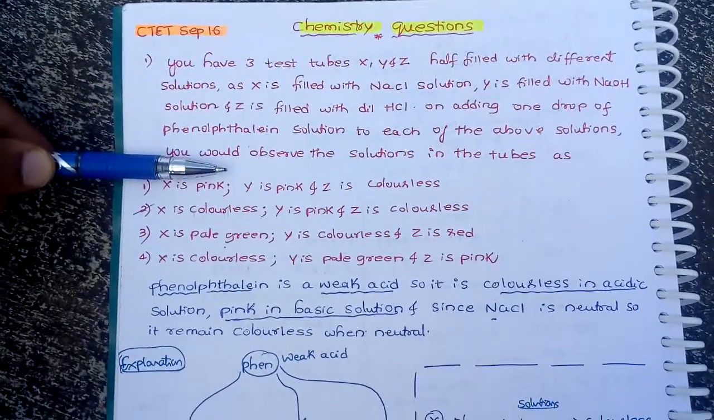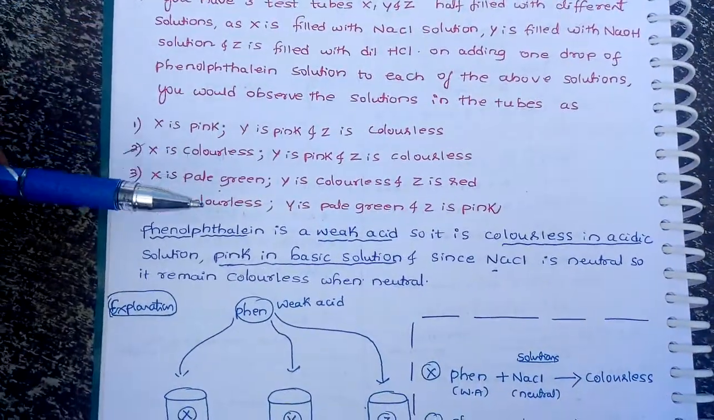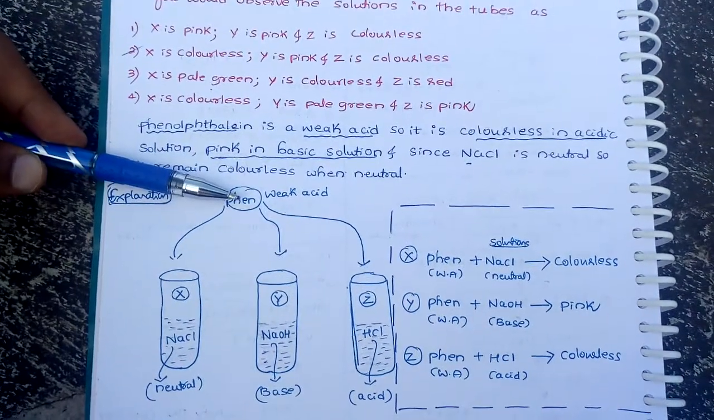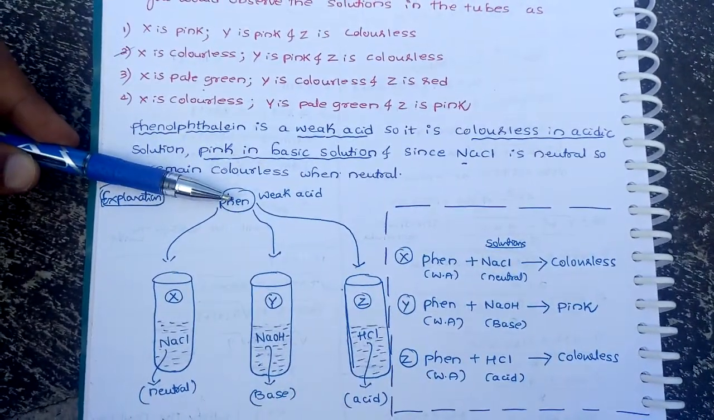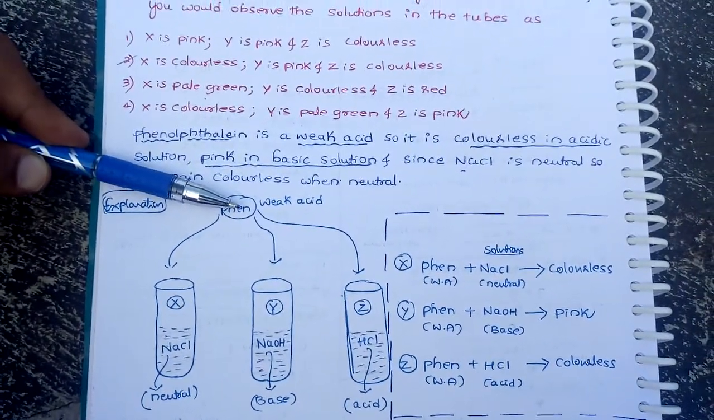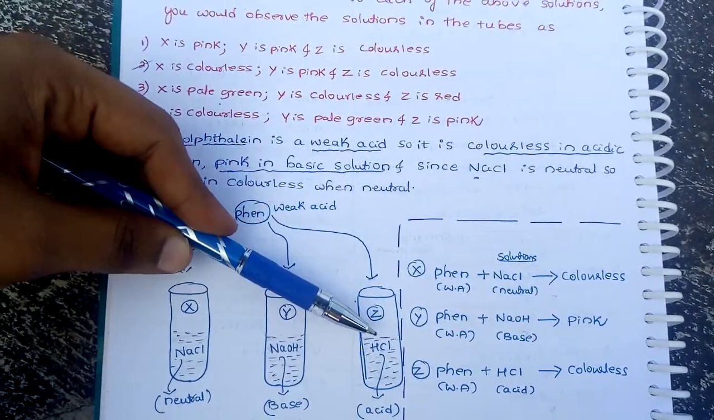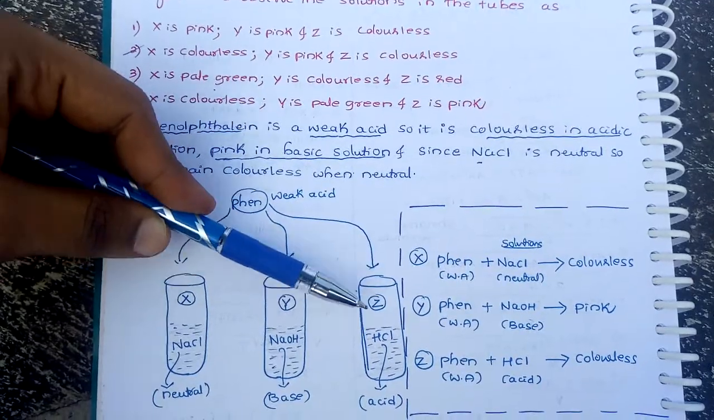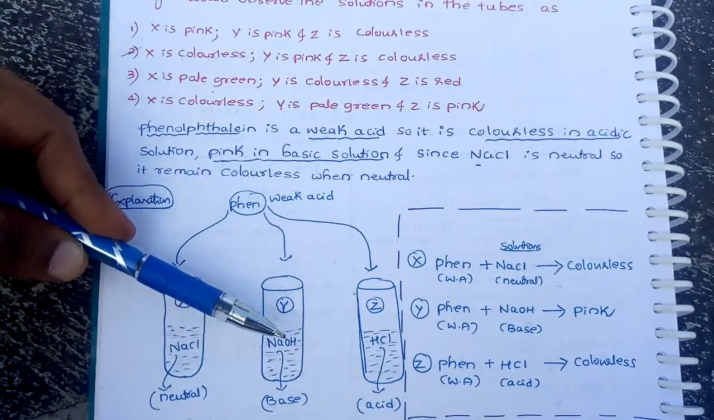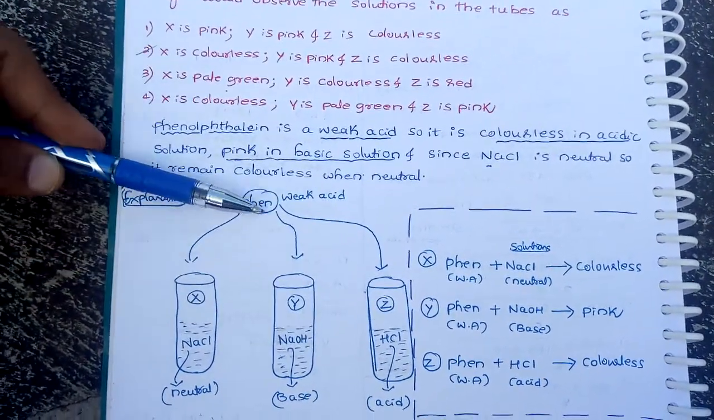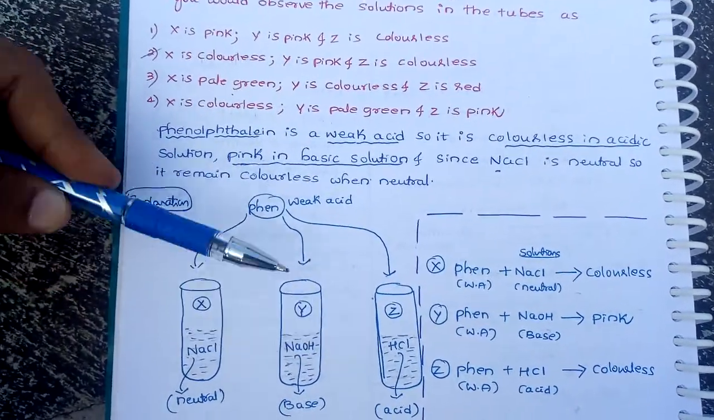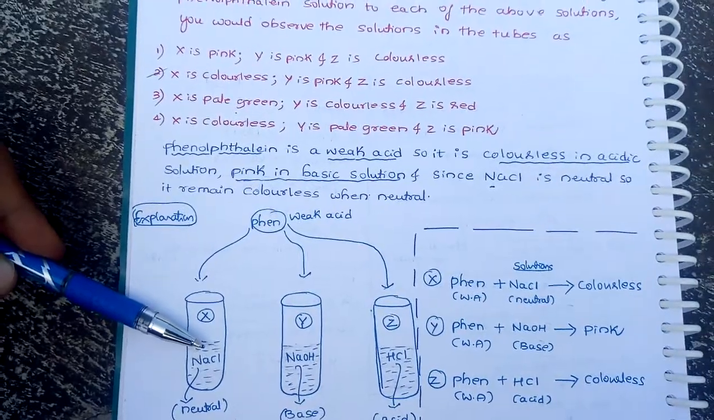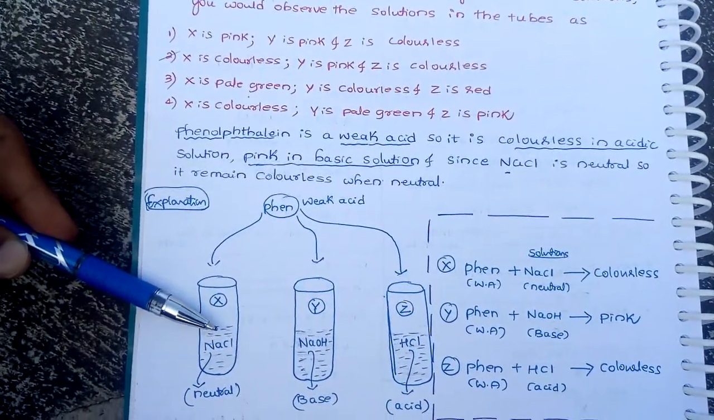First, we have to understand what we are adding here: phenolphthalein. Phenolphthalein is a weak acid. If you are adding acid to acid, in that case there is no change in color, so it is colorless. If you are adding acid to base, that is NaOH, you will see a light pink color change. If you are adding acid to a neutral NaCl, in this case also there is no change in color.